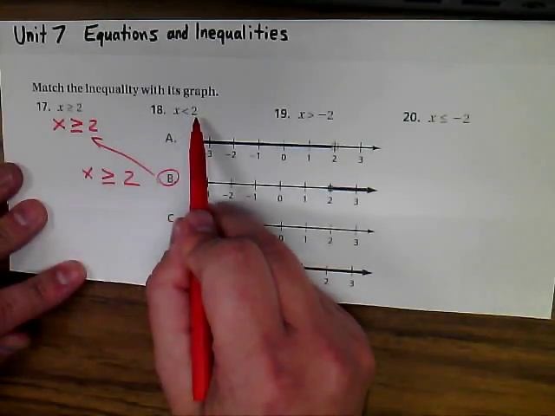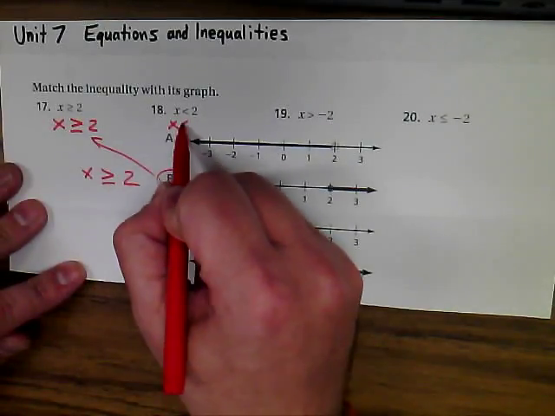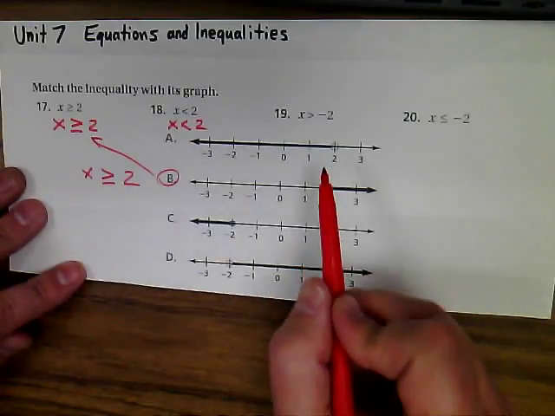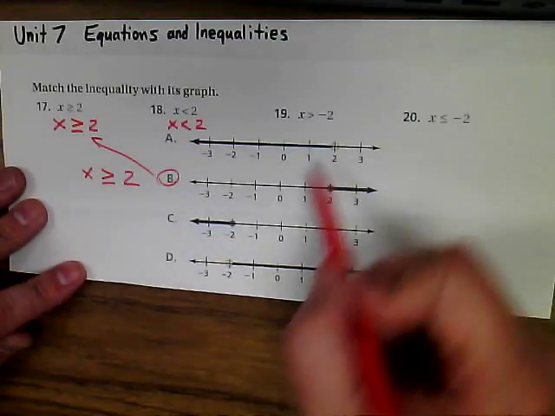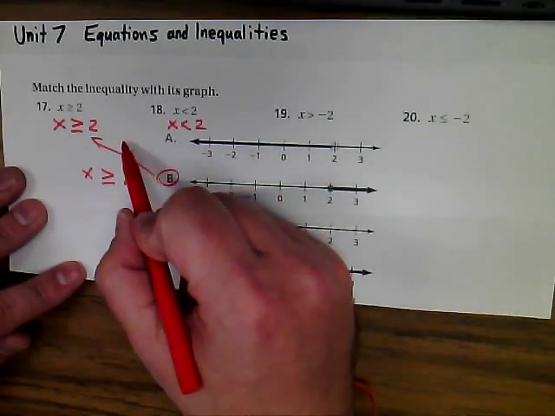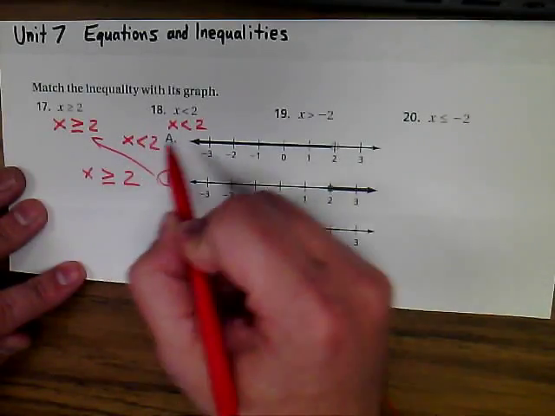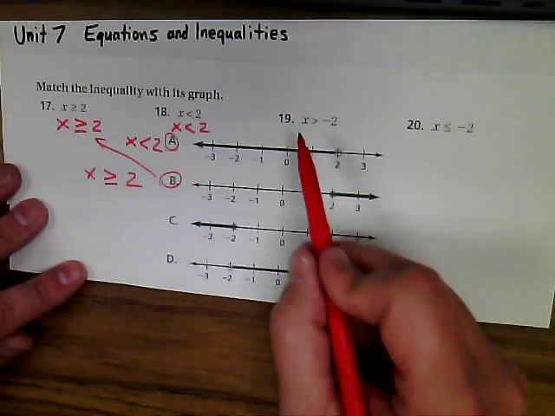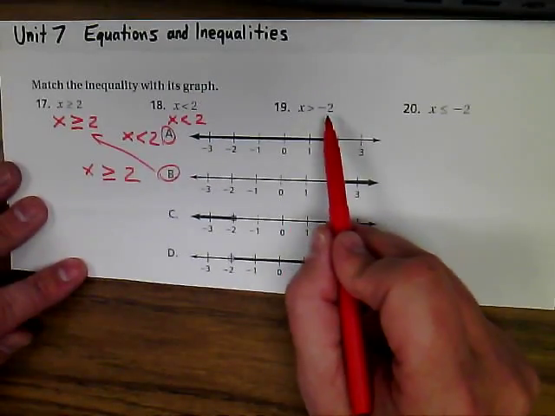X is less than 2. Now again, we know it doesn't include 2. So the only ones that don't include 2 are these. And we want the number that's less. So A is going to be your solution here. X is less than 2. This would be A. And then here, x is greater than negative 2.